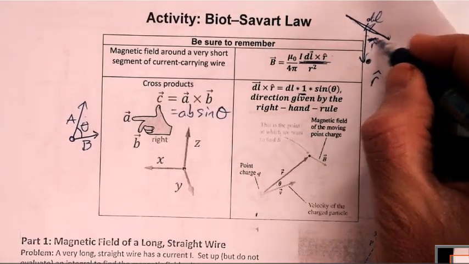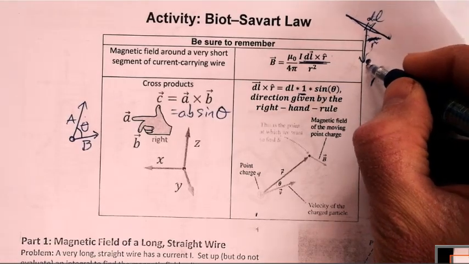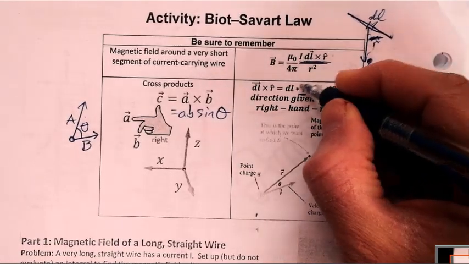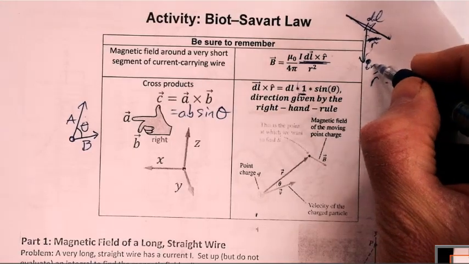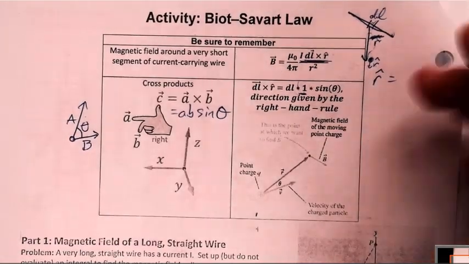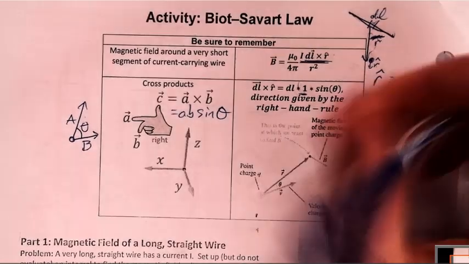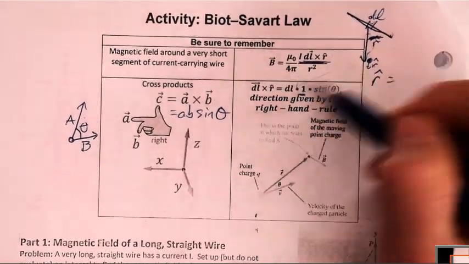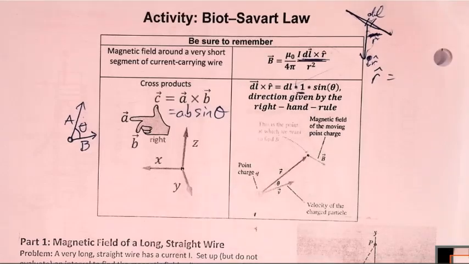So this is an r, this should be r. And then r hat would just be like this tiny little vector with a value of 1 in this direction. This is r hat. And then sine of theta. So the Biot-Savart law, look how nasty this looks. Like this looks nasty. And it's going to get nastier.